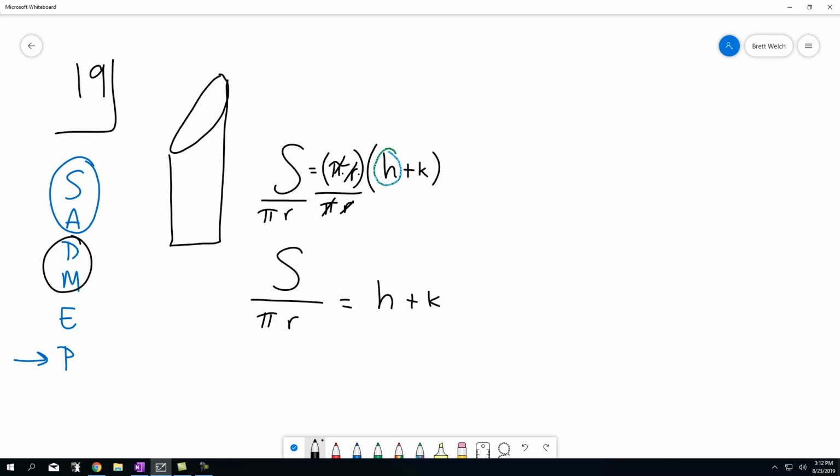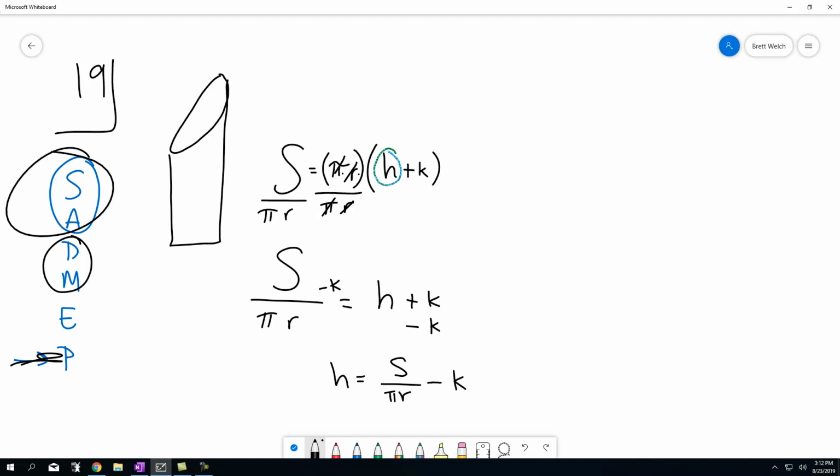Now I can return to the top of SADMAP and say, hey look, that addition and subtraction I couldn't do before because it was down in the parentheses is no longer in the parentheses. All I have to do to solve for h is subtract k. It's important we recognize that this k was not part of this fraction. So when I subtract the k, my formula will look like s over pi r, minus k. And that k is not part of the fraction. It really implies the order of operations that we go through.